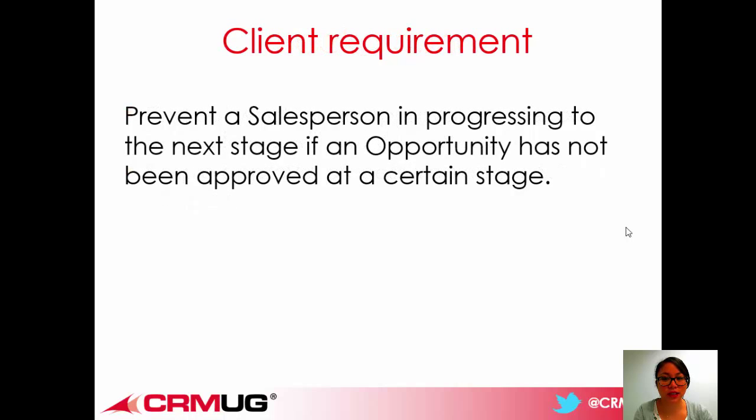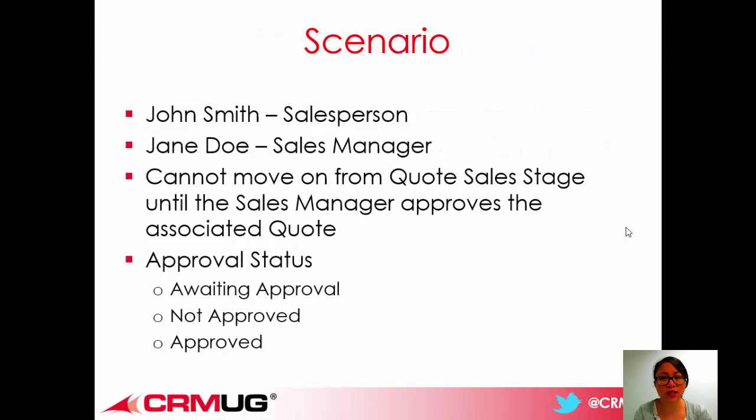So the client requirement is that we want to prevent the salesperson from progressing to the next sales stage. If it hasn't been approved when the salesperson is in a particular sales stage, stop the person from moving forward. So the scenario is you've got a salesperson and you have a sales manager. The sales manager is the only one who has the ability to approve the quote when the opportunity is in the quote sales stage. And if it hasn't been approved, then the salesperson should not move on to the next sales stage.